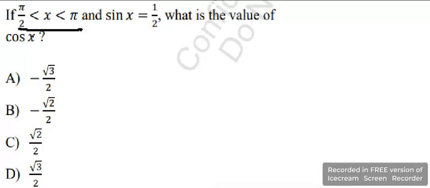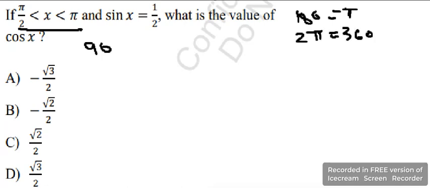Pi over 2, in case you don't know, is 90. How do you know? You memorize, but also if you face this problem on a test and have no idea what pi over 2 is, you just replace pi with 180. That's just the basic rule, and it came from 2 pi equals 360. Anyway, pi over 2, 180 over 2, is less than x is less than pi, which is 180.